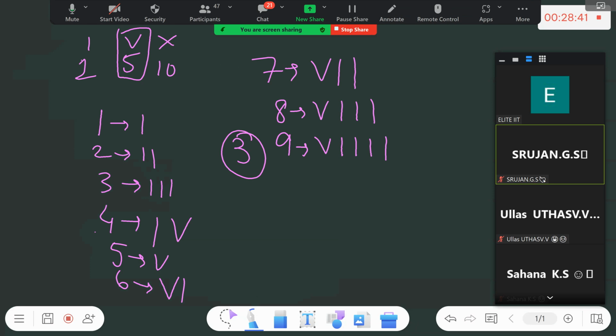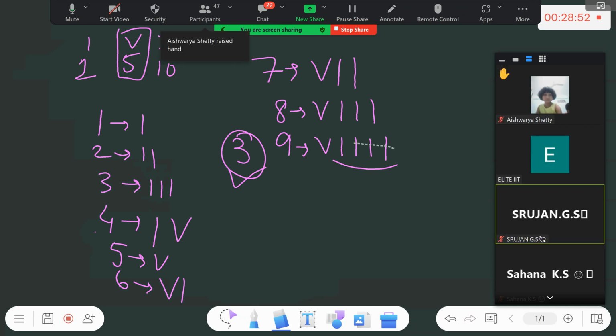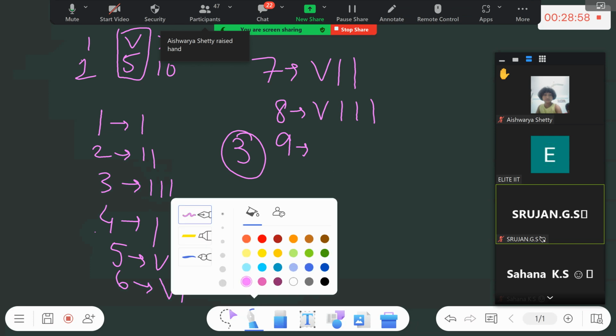Now what does 9 mean? Hold on. Can I write it like this? We cannot write it like this because I again told you we cannot repeat it more than 3 times, isn't it? That is why we cannot write it like this. Again we'll consider the next nearest standard Roman numeral, which is 10.